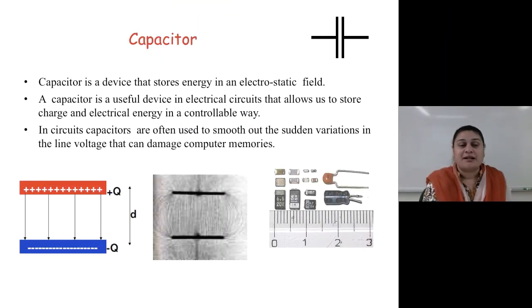Capacitors. A capacitor is a device that stores energy in an electrostatic field. A capacitor is a very useful device in an electrical circuit that allows us to store charge and electrical energy in a controllable way. In circuits, capacitors are often used to smooth out sudden variations in the line voltage that can damage computer memories, etc.